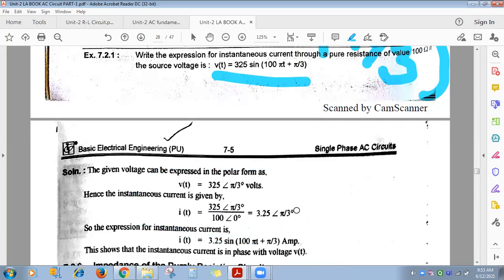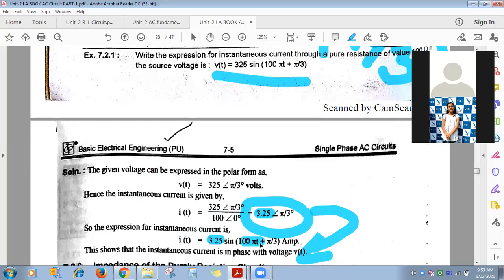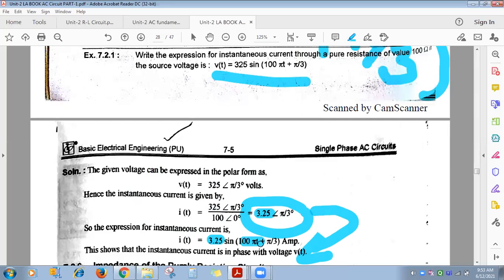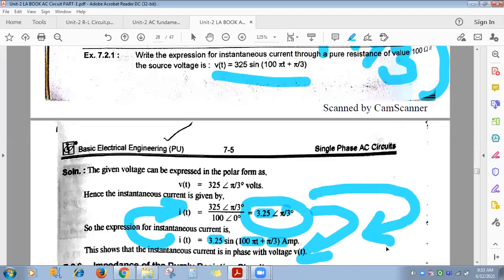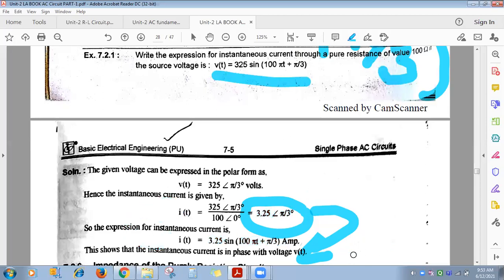This expression we got is in polar form, and you can convert it into the instantaneous form. How do we convert? The expression is sine, and the omega value stays the same. Whatever the source frequency, the angular frequency of the current is the same. That's why it is 100 pi t, and the angle is 60 degrees plus. So you can write the instantaneous current equation from polar form. Similarly, you should be able to write polar from the instantaneous current equation if required. Any difficulty with this?